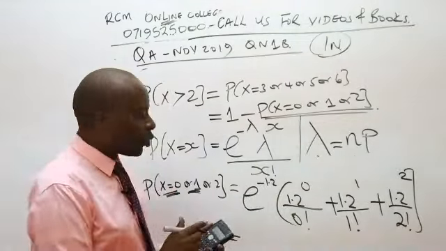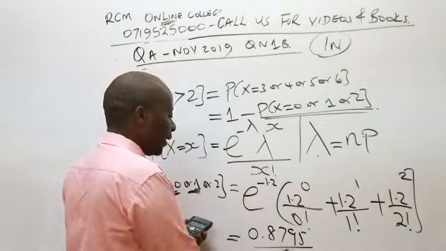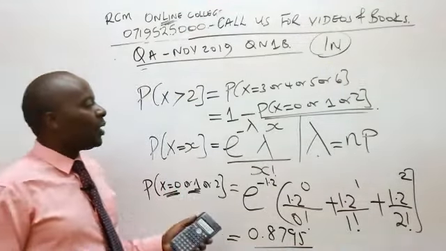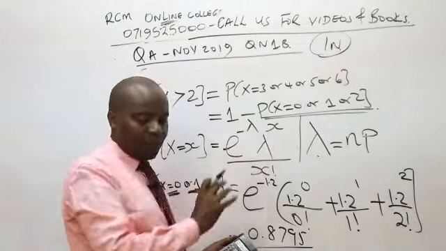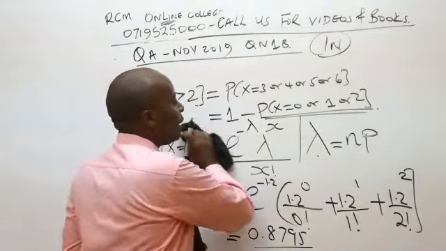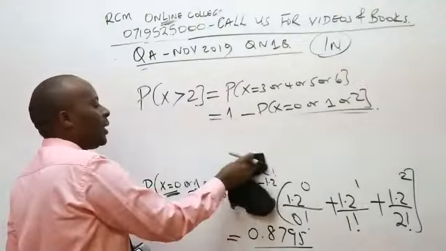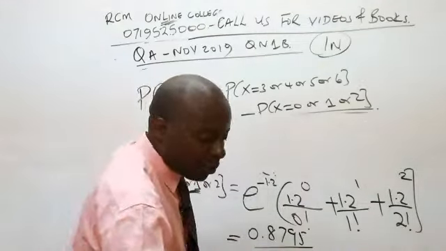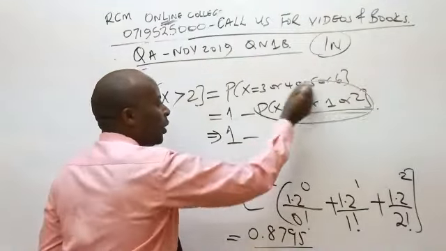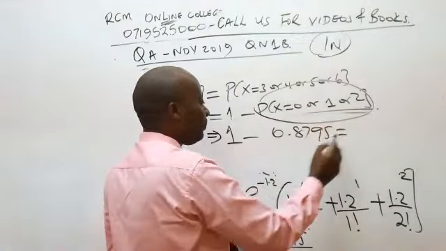So when you say equals, what are you able to get here? I'm getting 0.8795, like that. But please, once you get this figure, remember what these people want us to get. They want us to give them probability of more than 2. Then this one here will be 1 minus this consolidated figure, which is 0.8795.